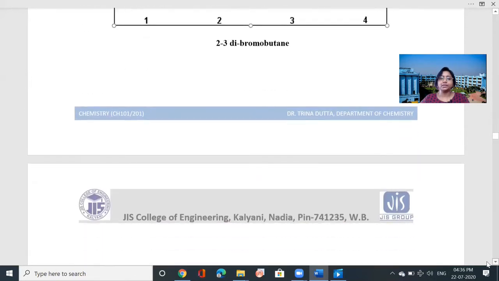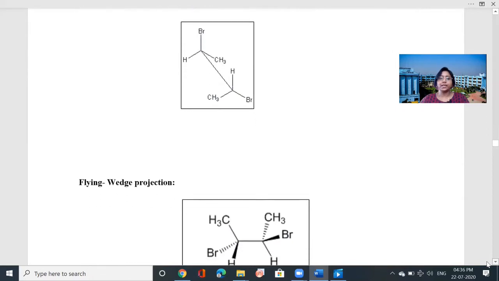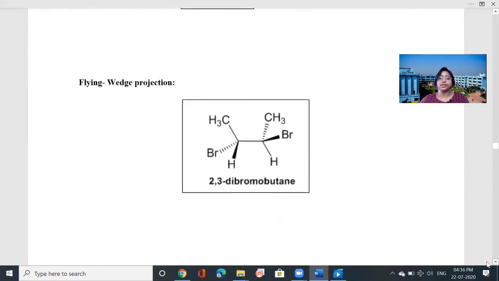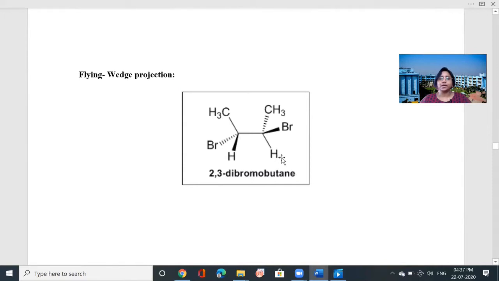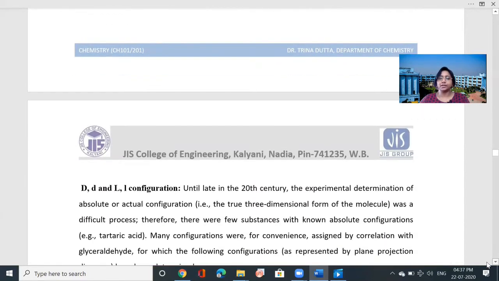And also you have learned the sawhorse representation. It is similar to the Newman representation; if we see from the bottom side, then we get the sawhorse representation. And the flying wedge projection, where there is the solid line and the dash line, and it is a wedge. The solid wedge is the front side, towards the viewer, and the dash line is the backward side, away from the viewer. This representation you have already learned.